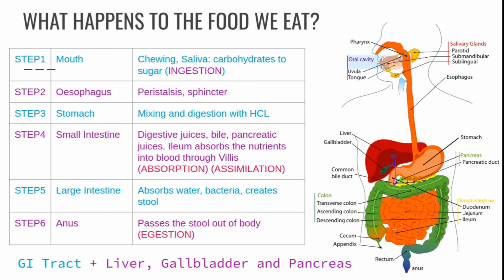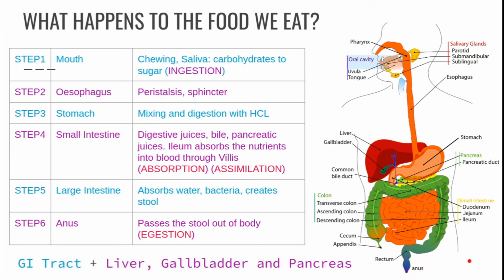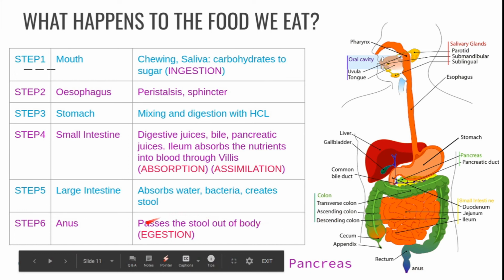Once it reaches the rectum, it gives a signal to the brain that the stool is ready to be passed out. So once you go to the washroom, the stool can be passed out through the anus. Once this opens up and the stool is passed out of the body, this process is called egestion, right? Okay, so this is what happens to the food we eat.